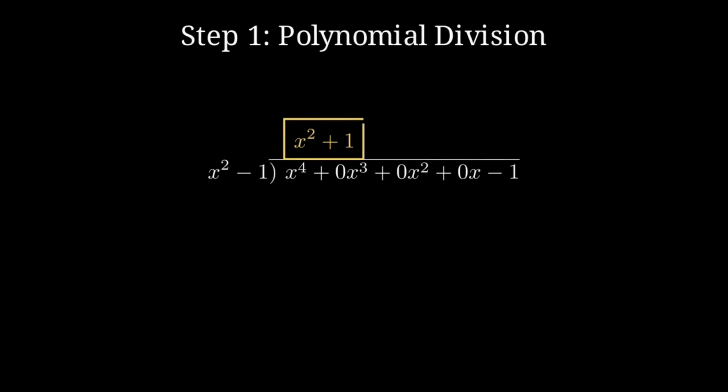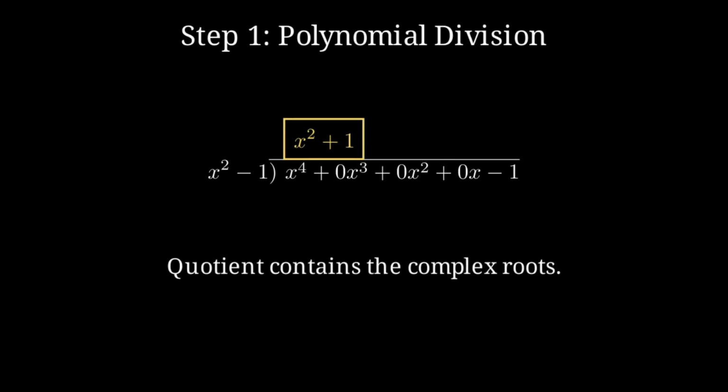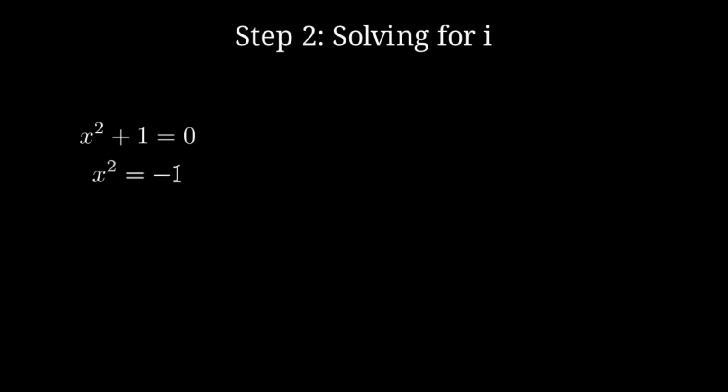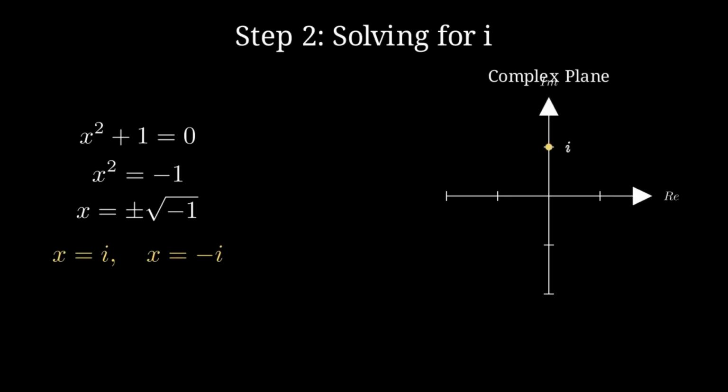This leaves us with a quadratic expression, x squared plus 1, which represents the hidden part of the graph that doesn't touch the axis. Solving the remaining quadratic gives us our complex roots. In this case, x equals plus or minus i. We can now plot these on the complex plane, showing they are perfectly balanced around the real number line.